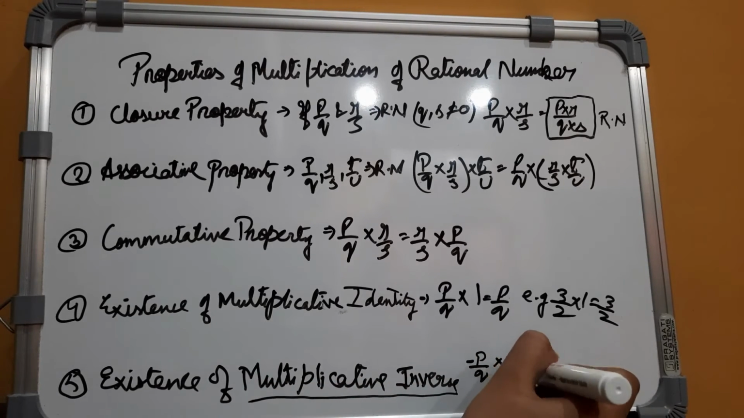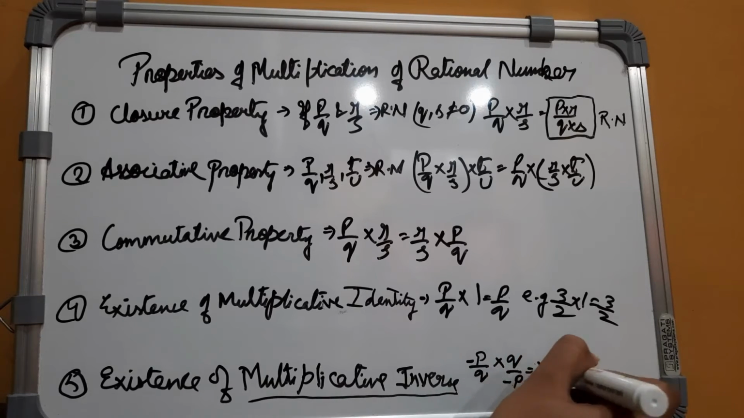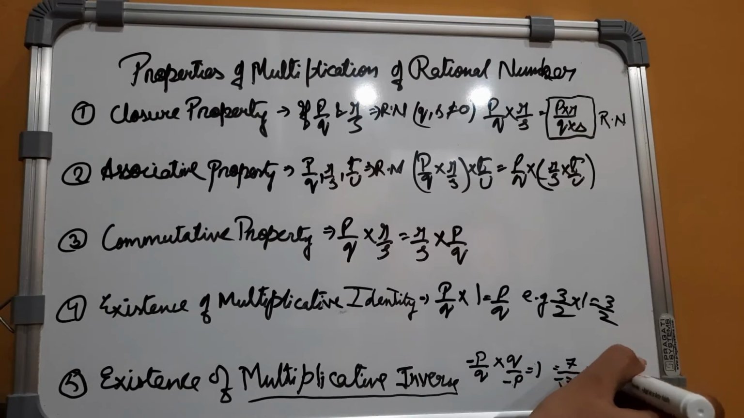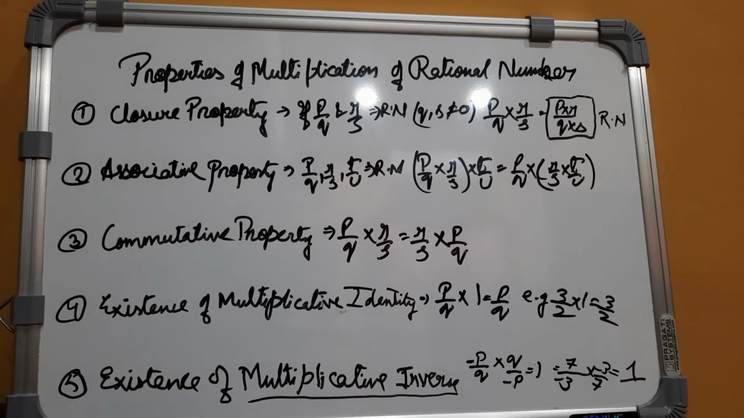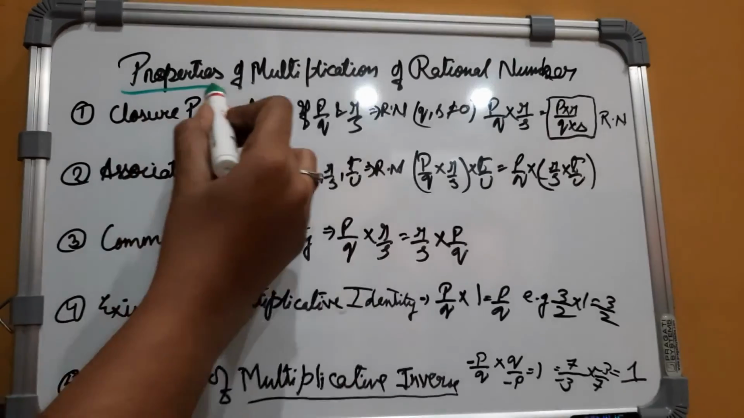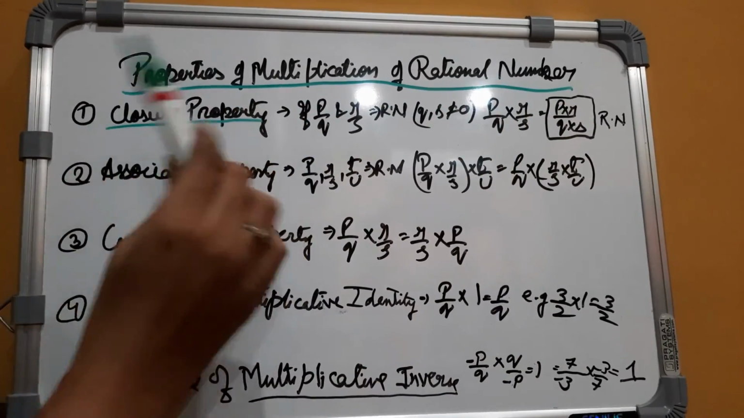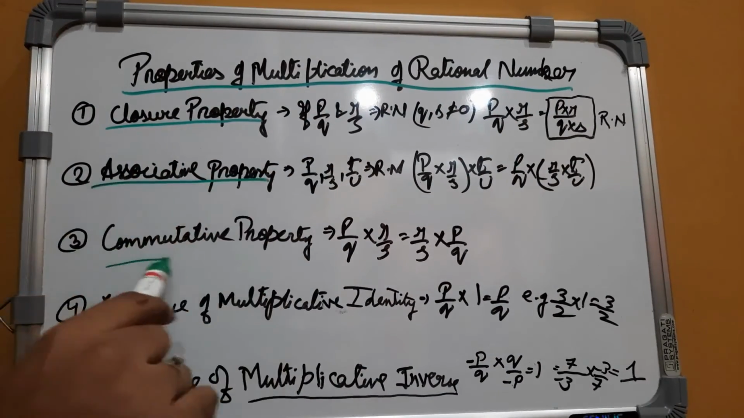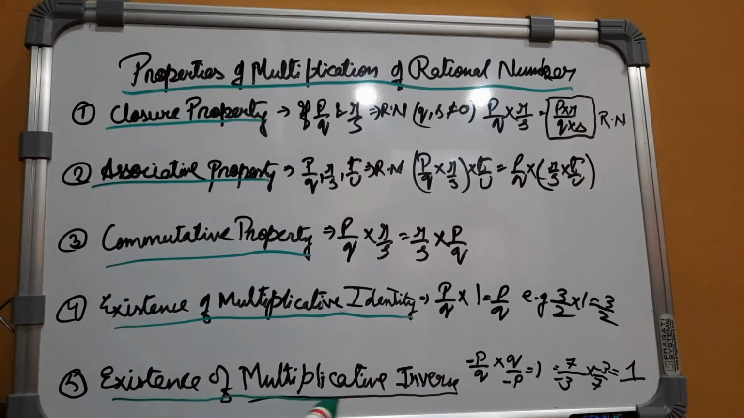So, multiplicative inverse, suppose P by Q and Q by P, which is again like 7 by minus 3 into minus 3 by 7. The answer will also be 1. So these are the properties of multiplication of rational numbers: closure property, commutative property, associative property, existence of multiplicative identity, and existence of multiplicative inverse.